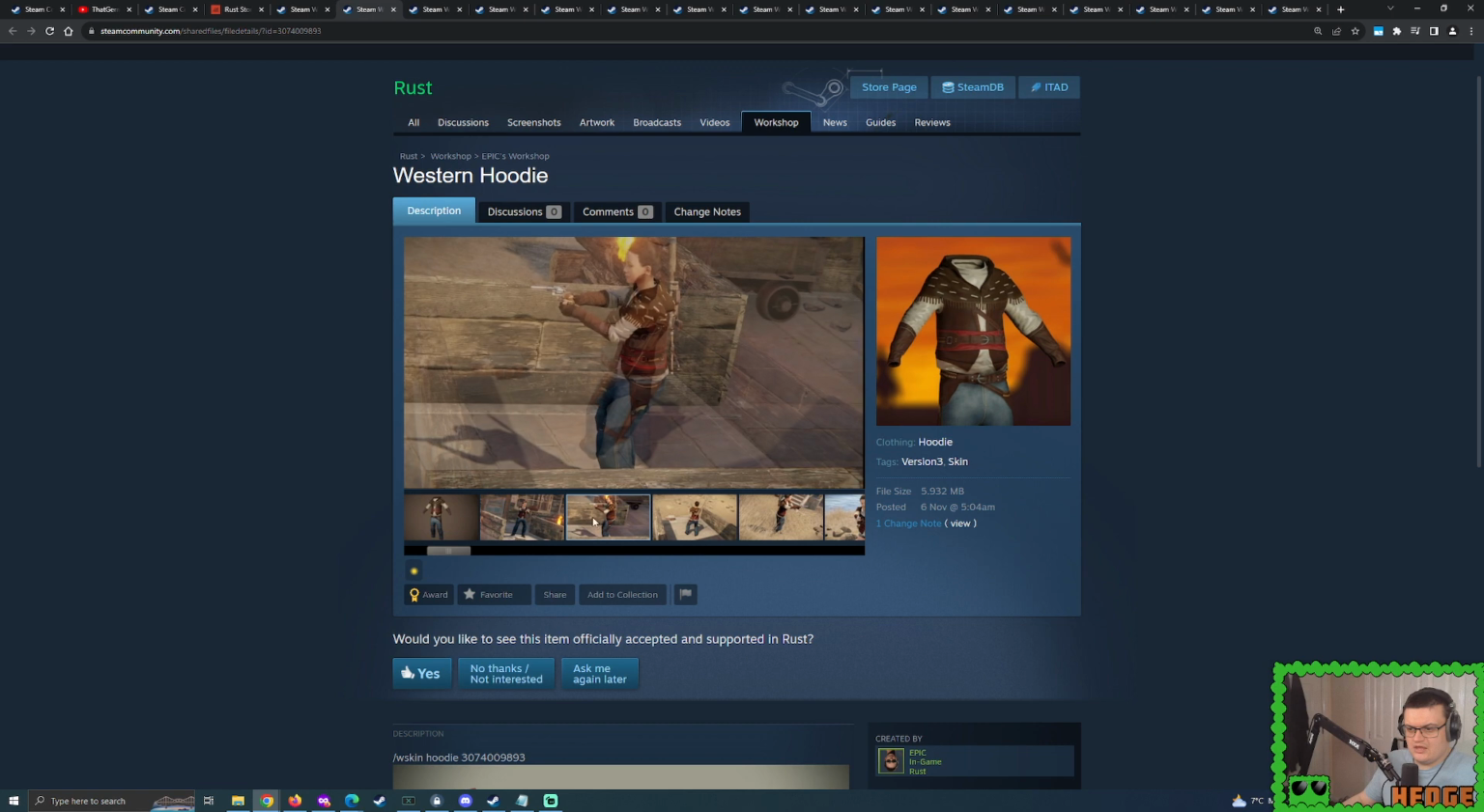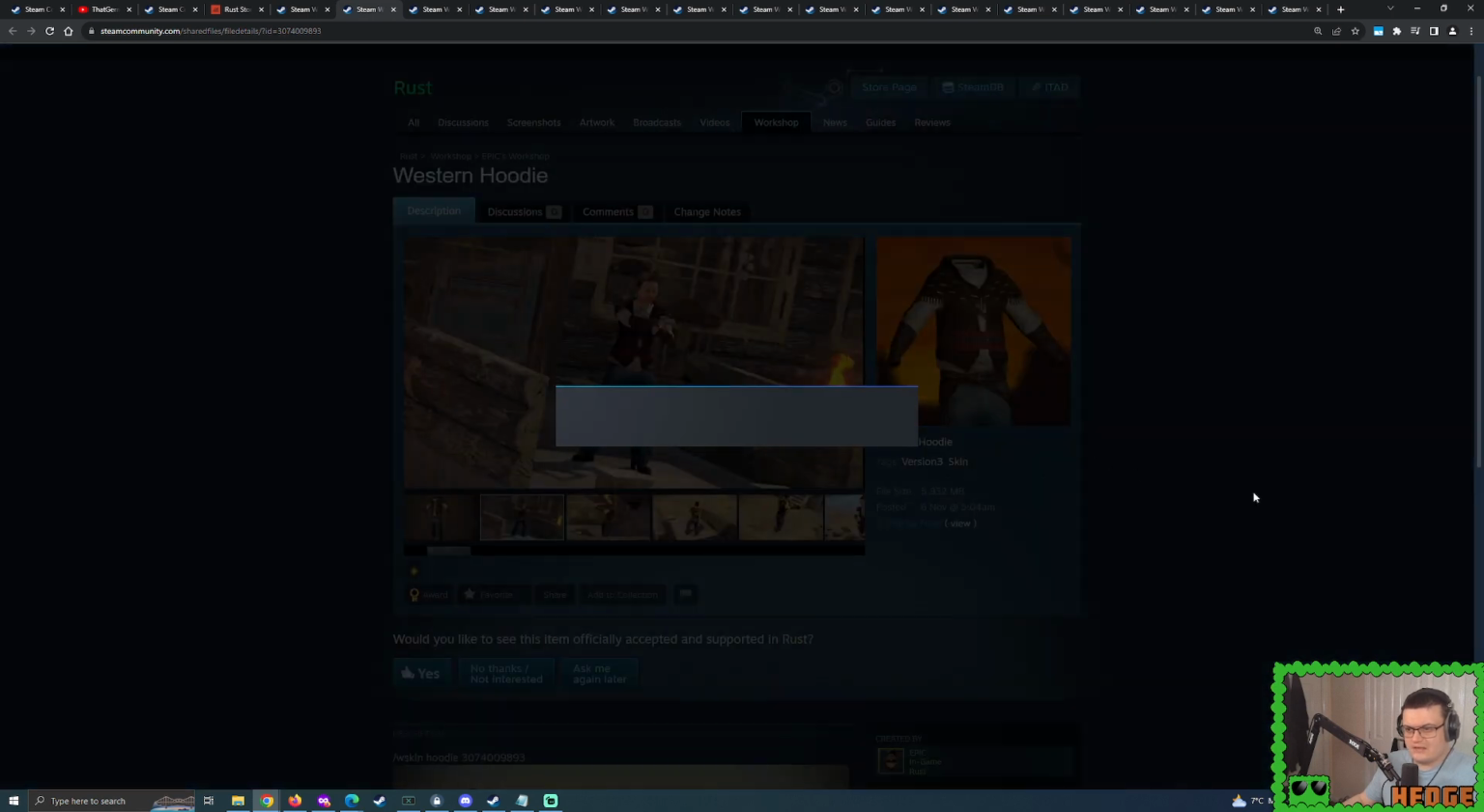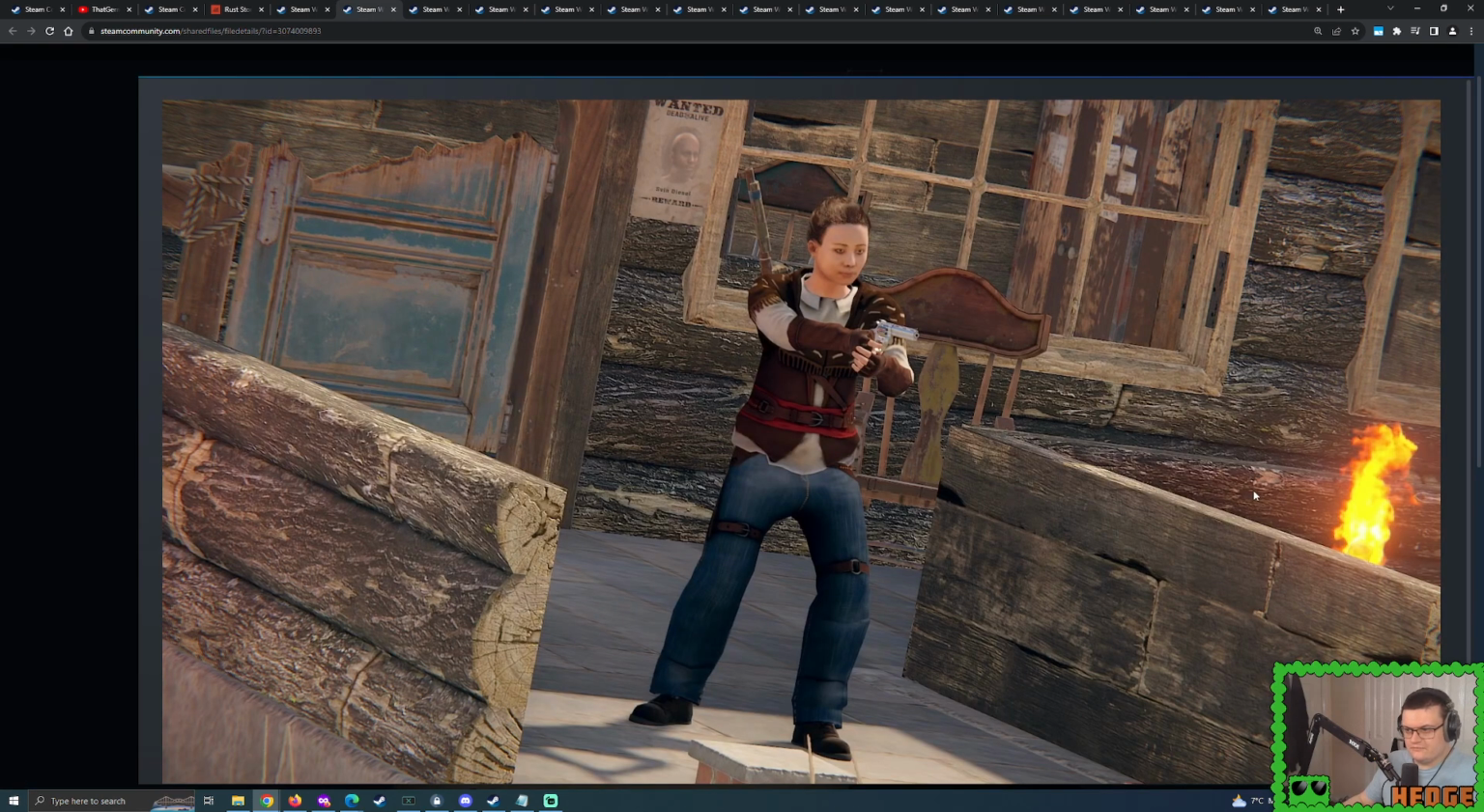What do you see right here? It's a cowboy. Well, minus the hat. But yeah, get a good look at that. Very nice, very cool. Hoodie, pants. Can we get cowboy boots?